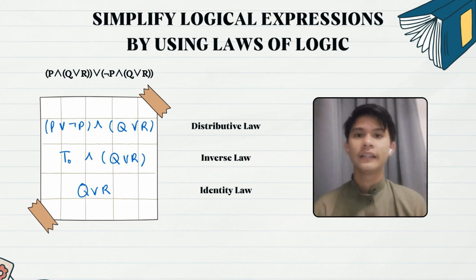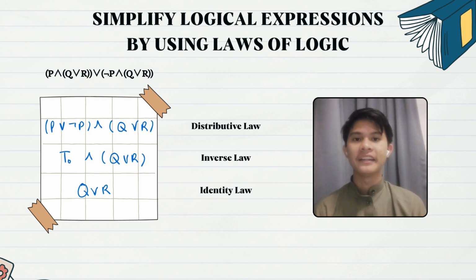In conclusion, the distributive law is used to factor a common part. The inverse law is used to simplify a tautology, and the identity law to reduce the final expression. This shows how logical laws can help us simplify complex expressions into something much easier to work with.